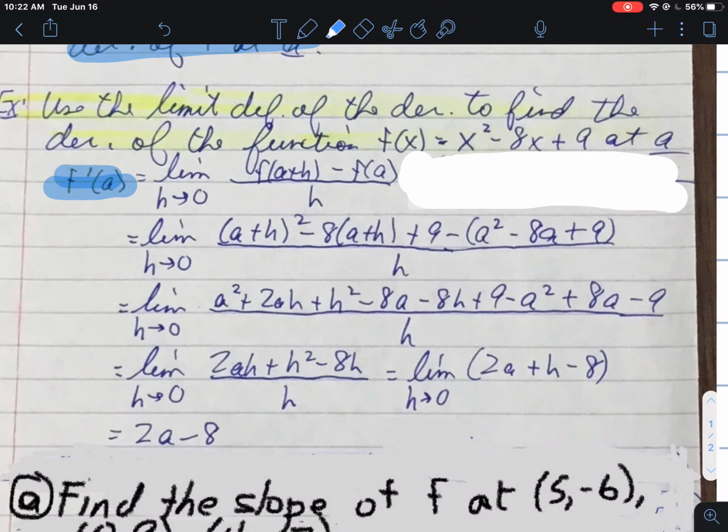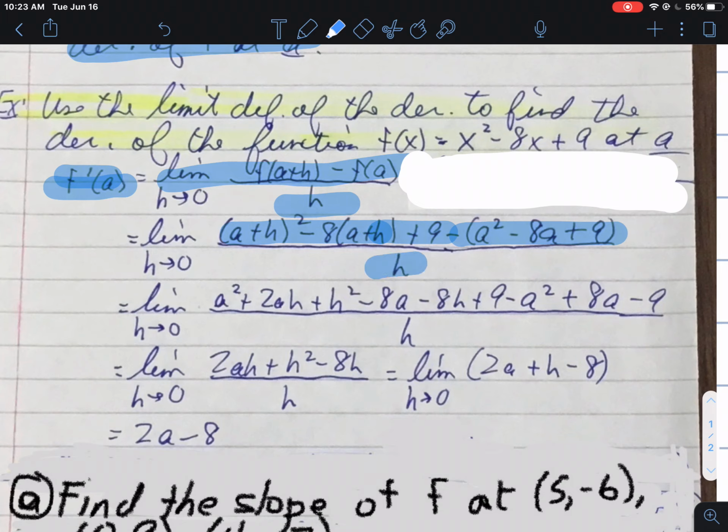So this is f prime of a, and then there's our limit definition. Again, I use the limit as h approaches 0 of f of a plus h minus f of a, over h. So I just plugged in again a plus h into our function, a plus h squared minus 8 times a plus h plus 9, minus f of a, plugged a into my function. Now again, parentheses, make sure you distribute the negative, all over h.